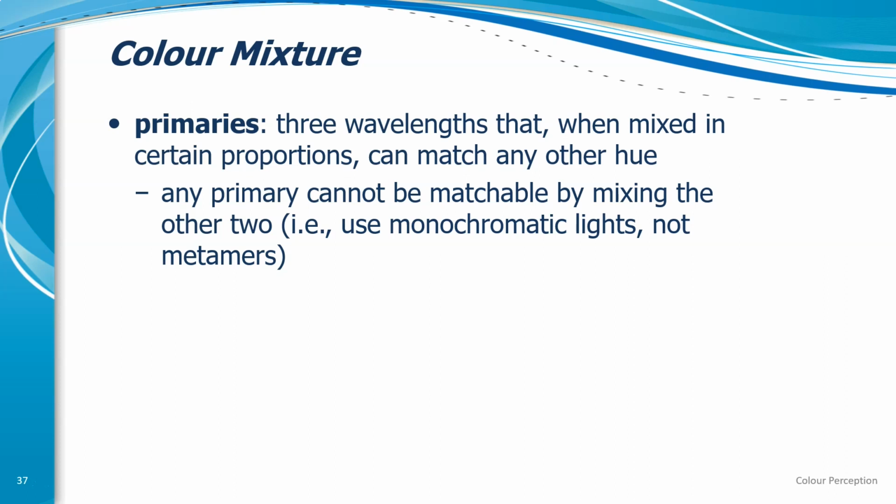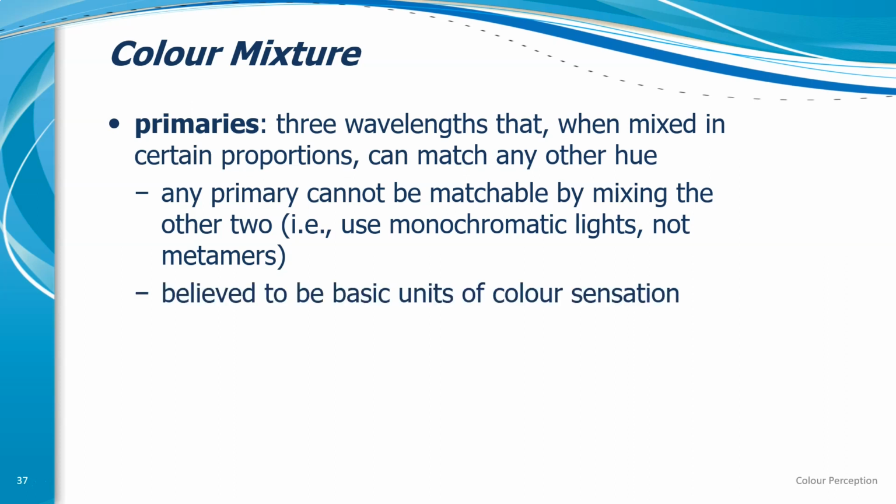So it requires what are called monochromatic lights. You cannot use metamers. Again, that would not work. If you had red and green and yellow, oops, no, that wouldn't work, because red and green mixed together produce yellow. You can't have those 3 as your primaries. And again, primaries were believed to be the basic fundamental units of color sensation. 3 primaries. So once again, we have this issue of how do we put 3 things together in a way that makes sense?